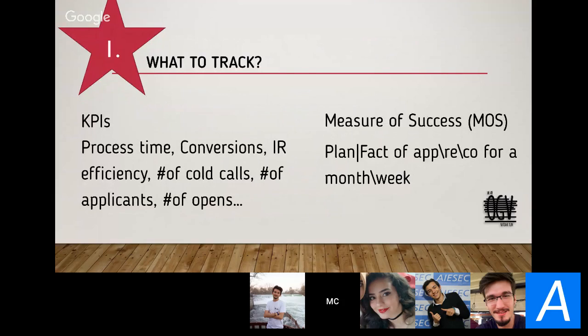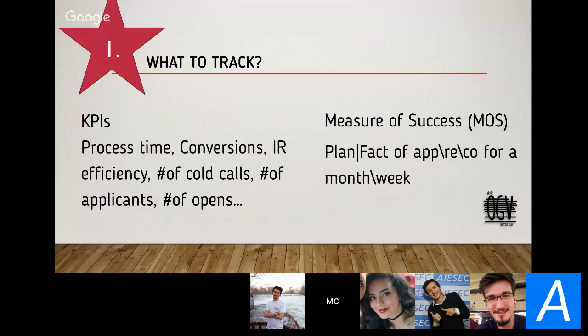Divide it into 2 things. Measure of success. It's one main goal that you have. It's plan fact of approves, then realizations, and then completes. It's one main goal your OGV VP is working for. And then there are a lot of KPIs, key performance indicators, you know this, like process time, number of opens, cold calls, applicants, IR efficiency, conversions.